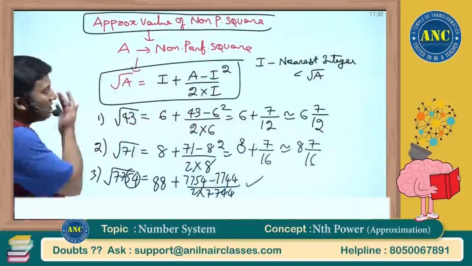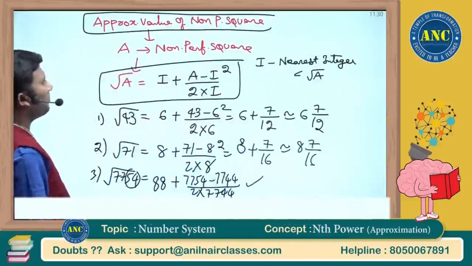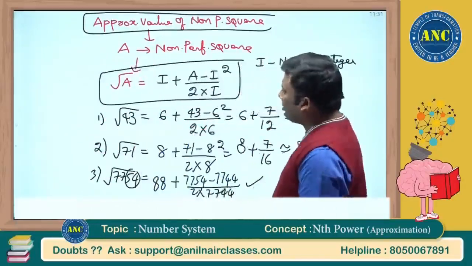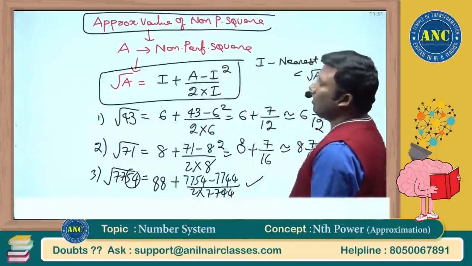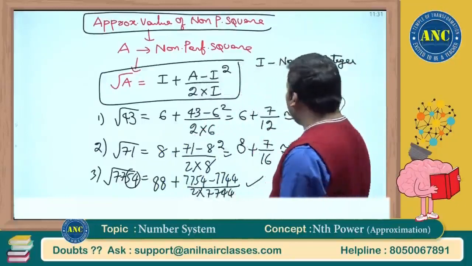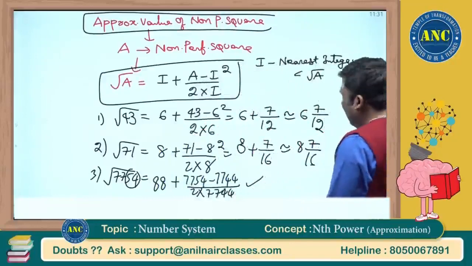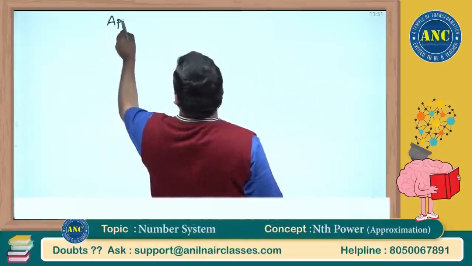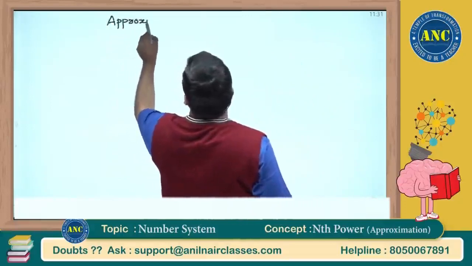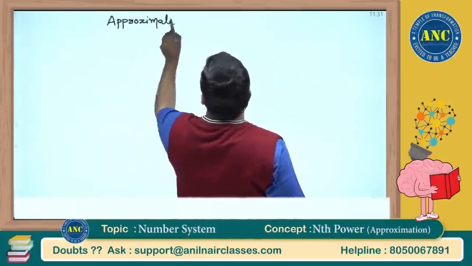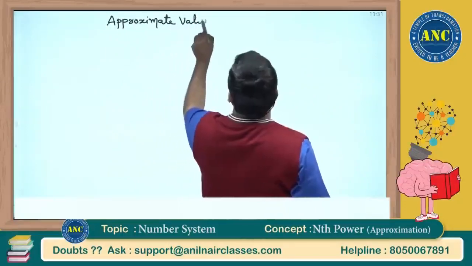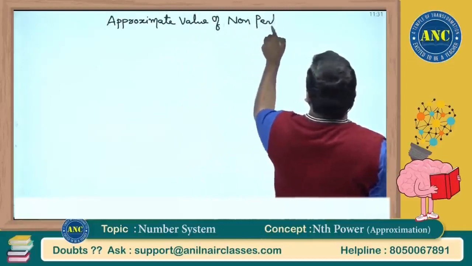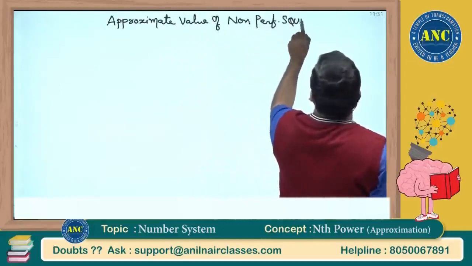I hope the concept is clear. How to find the approximate value of a non-perfect square: 2-digit number, 3-digit number, 4-digit number, and so on. Any digit number you can solve. I hope the idea is clear. Next one, how to find the approximate value of a non-perfect cube. Then slowly, after 5 to 10 minutes, you will be able to solve any non-perfect nth powers.